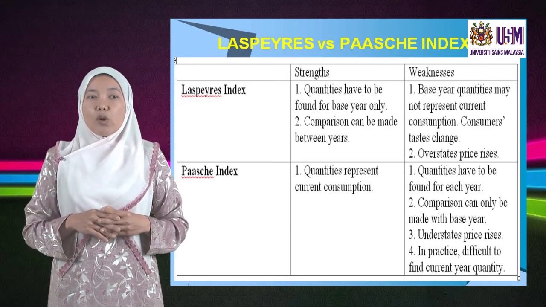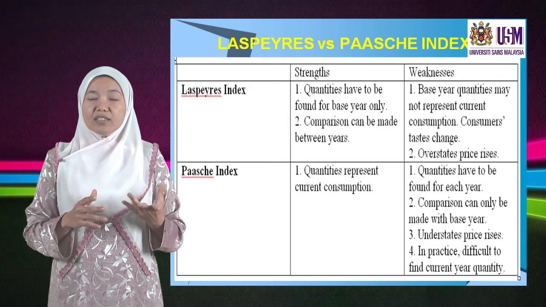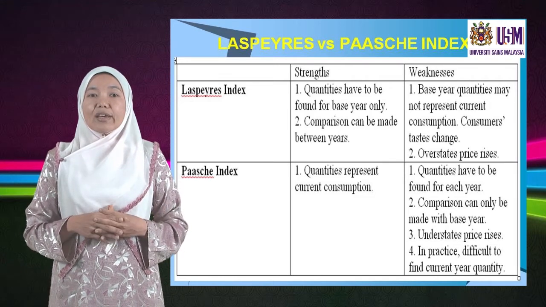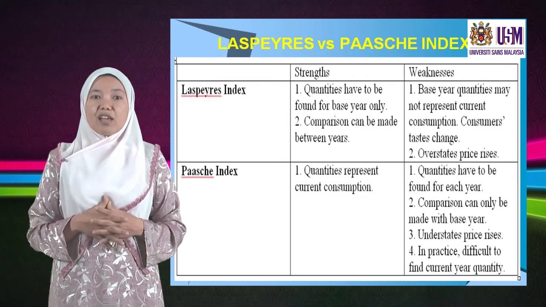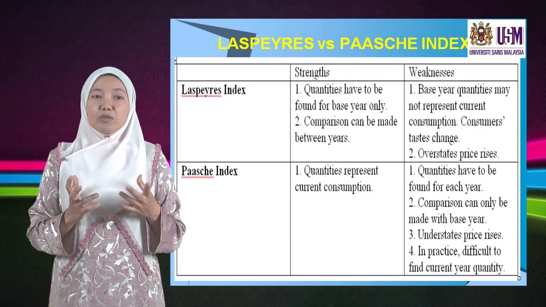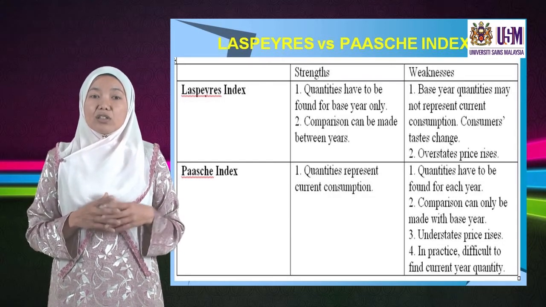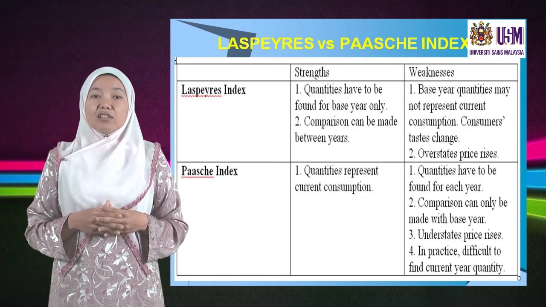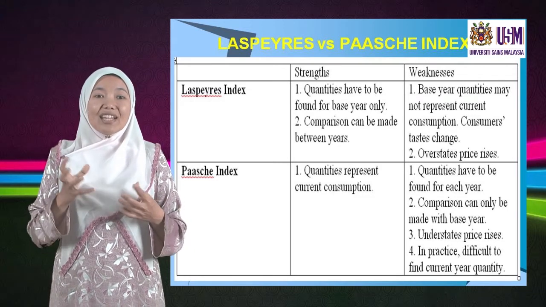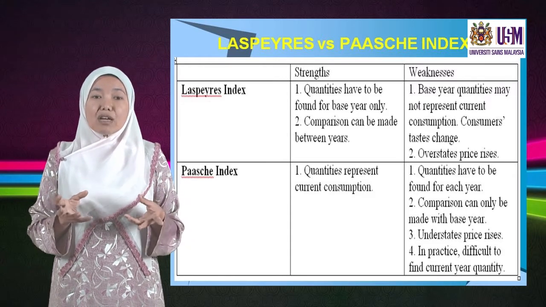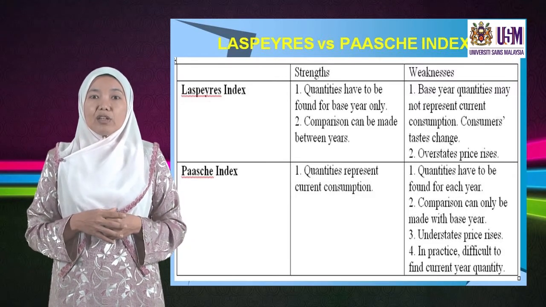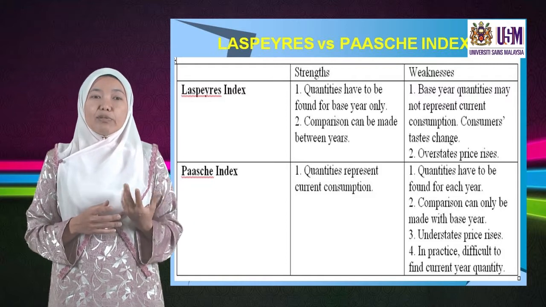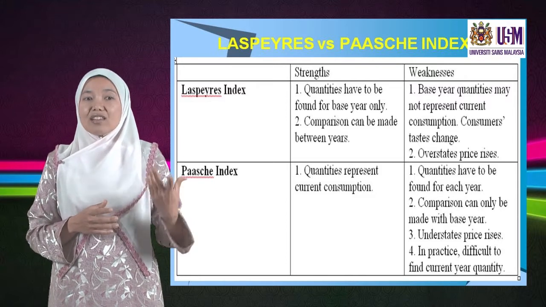So why do we need to use Laspeyres in some cases? What are the strengths of the Laspeyres index? Because the Laspeyres index is using the base year basket of goods and services, it has the strength that quantity of goods have to be found only for the base year. Let's say for example, we're talking about the CPI formulation using Laspeyres.